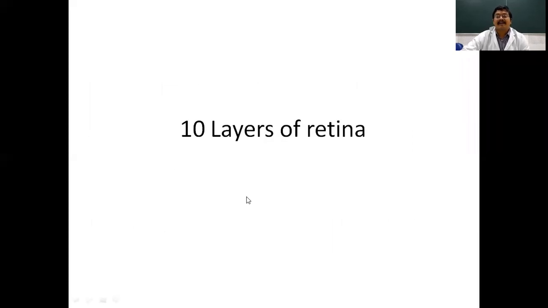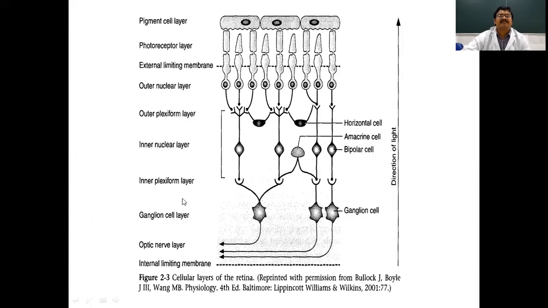The 10 layers of the retina, from outer to inner: first and foremost is the pigmented layer, then the photoreceptor layer, then the external limiting membrane, then the outer nuclear layer, where the nuclei of the rods and cones form the outer nuclear layer. Then the outer plexiform layer, which consists of synapses between the horizontal cells and the photoreceptors.